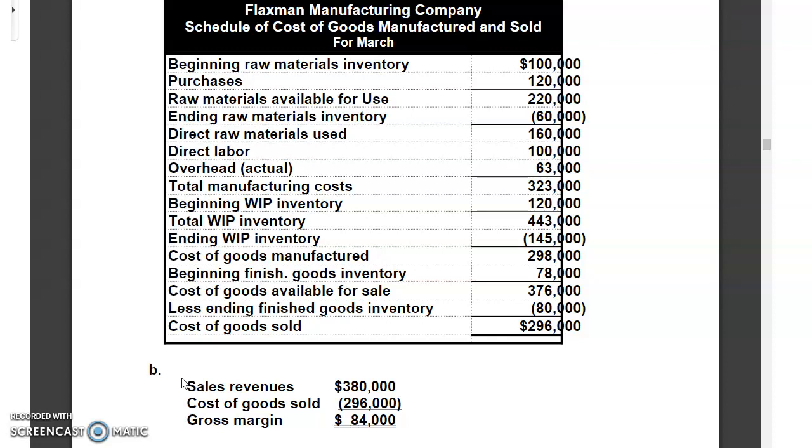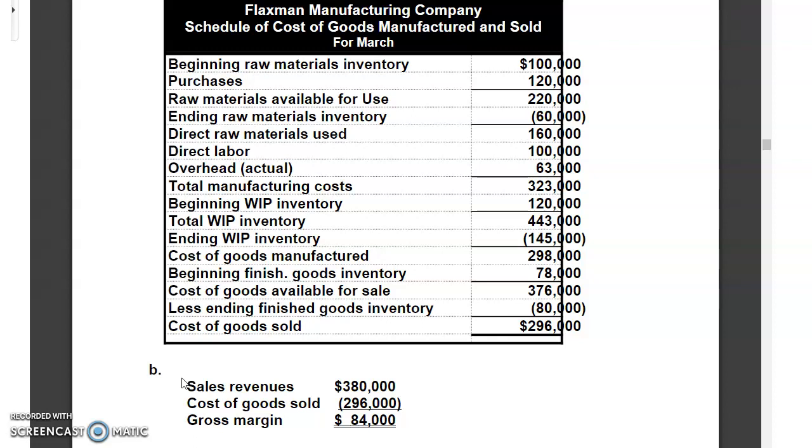So the cost of goods manufactured plus the beginning finished goods inventory of 78,000 gives us the cost of goods available for sale of 376,000. Subtract out the ending finished goods inventory, what we have left of 80,000, and we get cost of goods sold for $296,000.